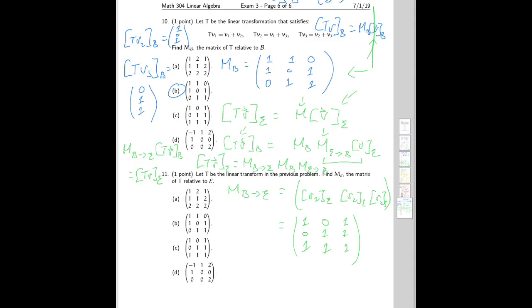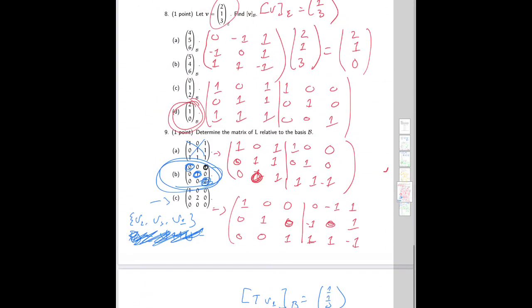And so now the change of coordinates matrix going from E coordinates to B coordinates is going to be the inverse of this matrix. So we're going to row reduce. Actually, let me make sure we haven't already done this up at the previous problem.